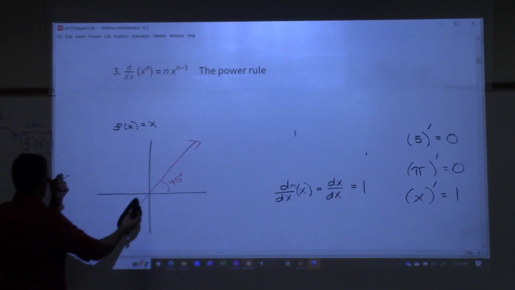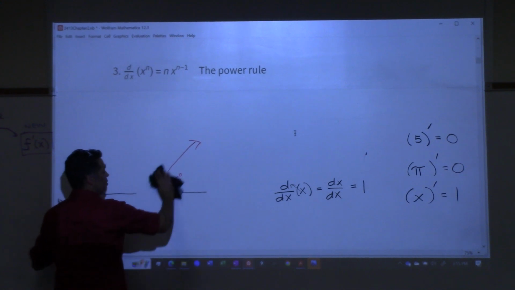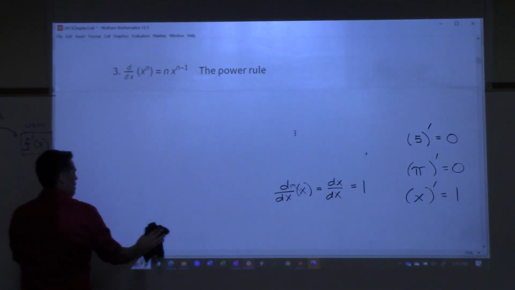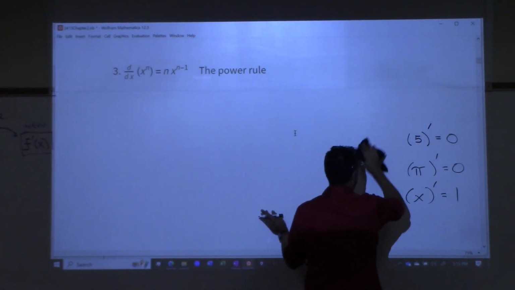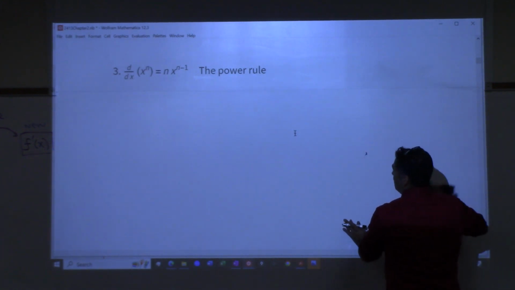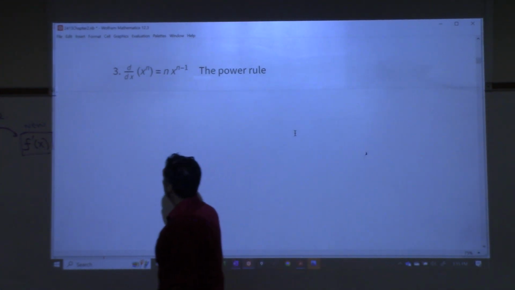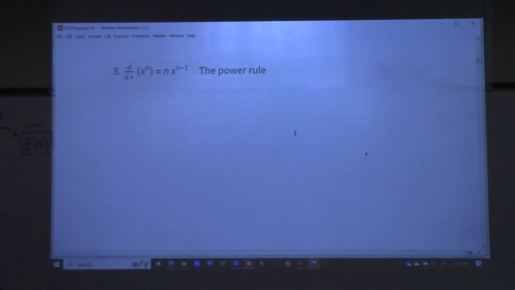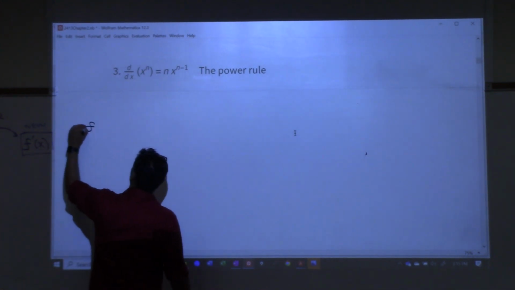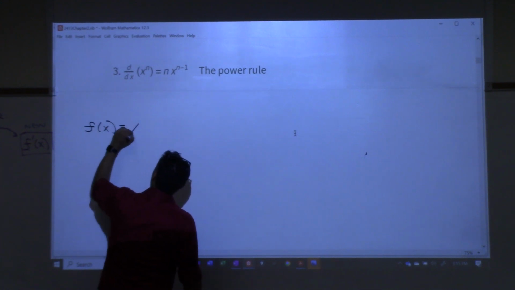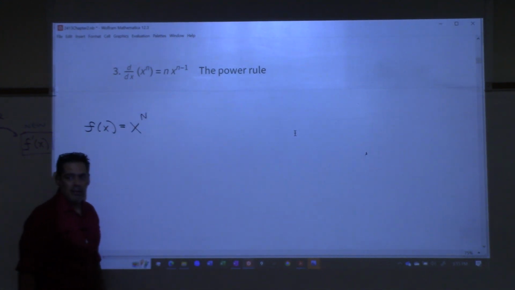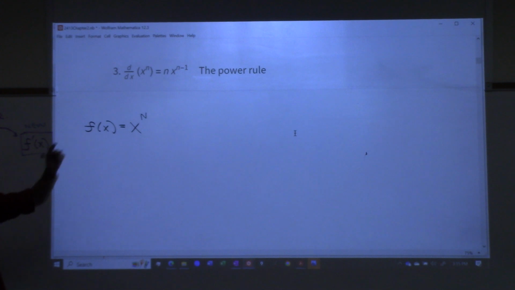The power rule. The almighty power rule, all right? Look at what this rule says. It says that if our function was x to any power, the derivative would be n times x to the n minus 1.